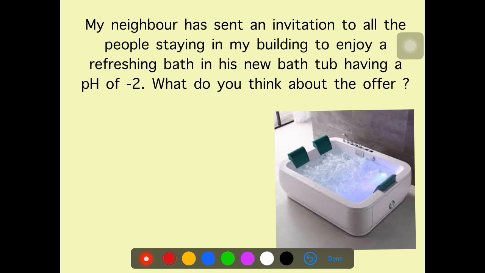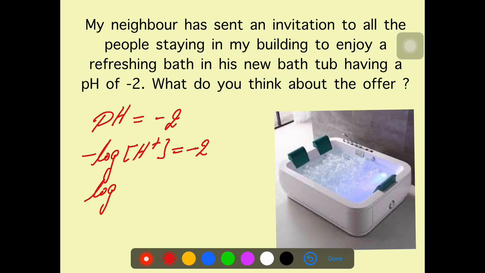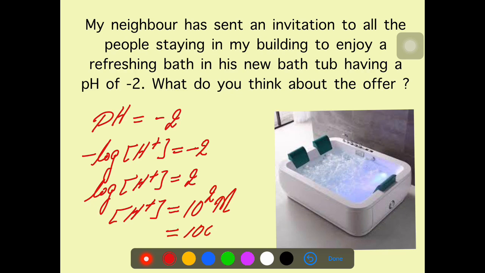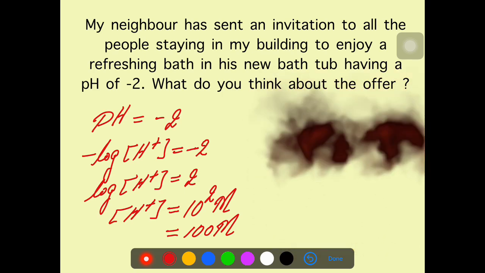So let's investigate. pH of minus 2, that is negative log to the base 10 of H plus ion concentration is minus 2. So log of H plus ion concentration to the base 10 is 2, and therefore the concentration of H plus ion is 10 raised to 2 molar, that is 100 molar solution. Definitely such a highly concentrated solution of acid would burn any of us down in the bathtub.